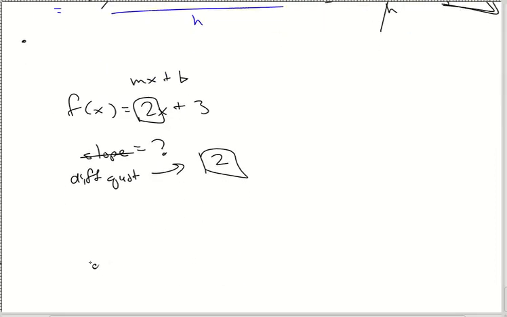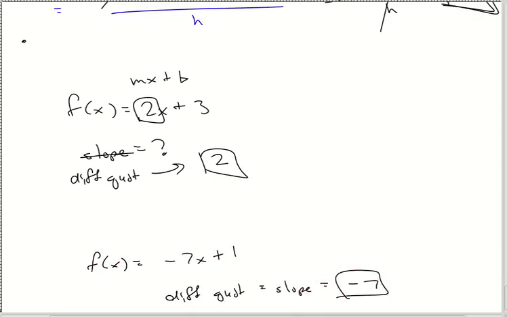Okay, one last one like this. Let's say I got -7x plus 1. They say, what's the difference quotient? Which you already know. What's the slope? And you're going to say -7. And that's it. You're done. You don't have to do the long process every time.